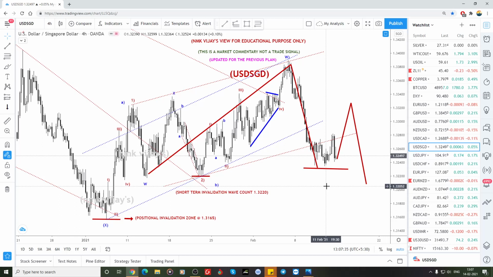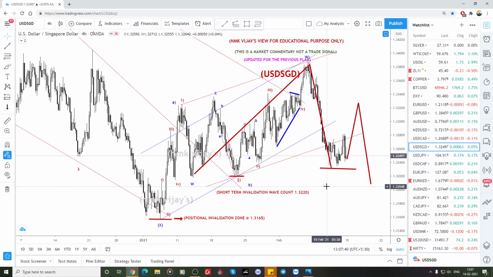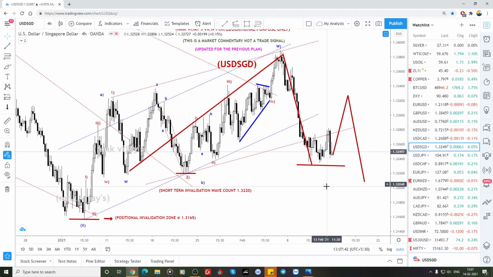And tomorrow is a holiday for Washington's birthday in the USD. So be careful, the volume will be low, and there could be a little bit of volatility also.